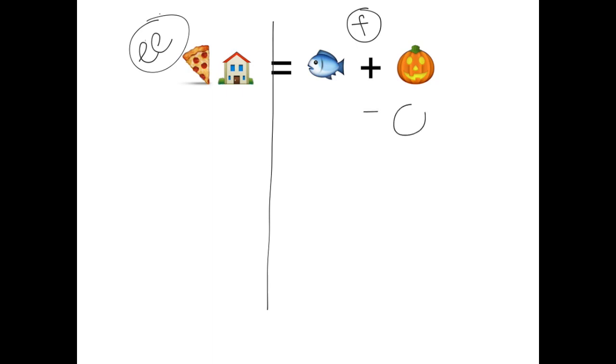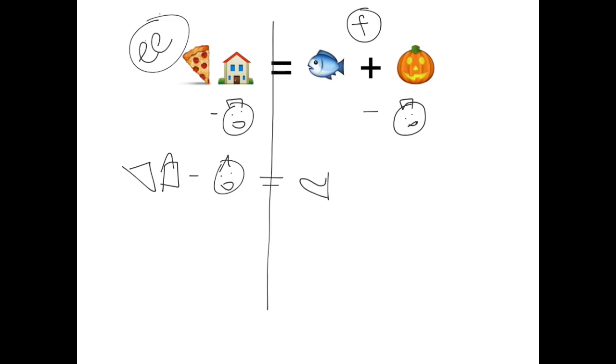Just like before, I subtract a pumpkin to both sides. Now, pumpkin is not a pizza house, so it cannot be combined. That leaves me with Pizza House minus pumpkin equals fish. Ooh, horrible fish.